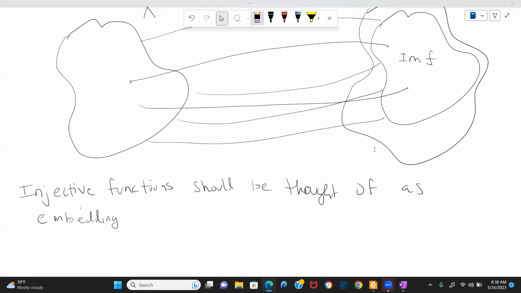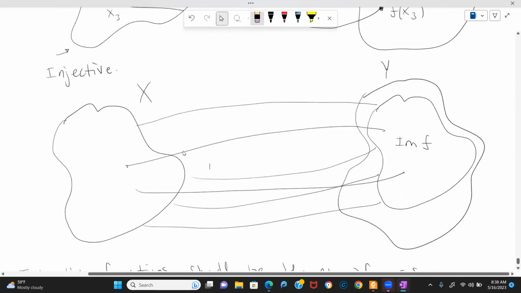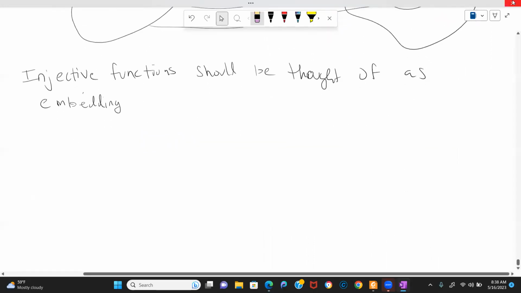You can look that up for yourself. If you just search coffee mug topology, or maybe add GIF onto it, you'll see a representation of the homeomorphism between a cup and a torus. Anyway, that's well beyond the scope of this course, but I thought it'd be an interesting aside for those who find those things interesting. But so that's an injective function.